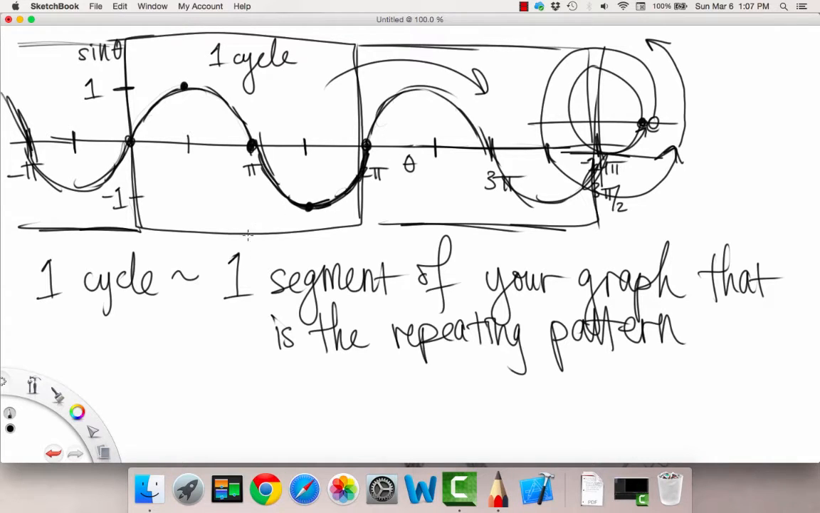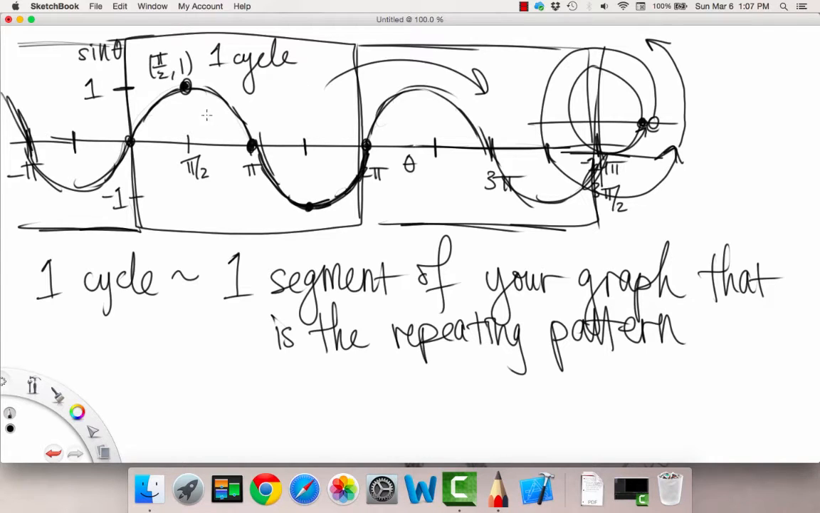So what is our horizontal shift in this case? Let's look at this one cycle that we have here, this middle one that we started with. Let's pick a point on our graph, just something easy. So let's say we pick pi over 2 and positive 1. That's a point, right? So we have (pi over 2, positive 1).